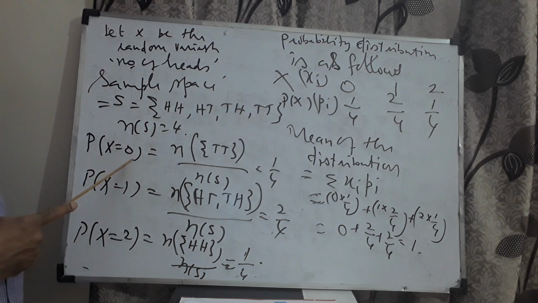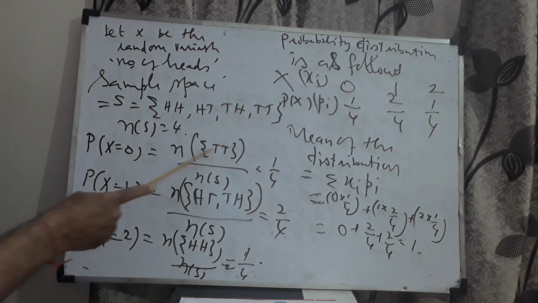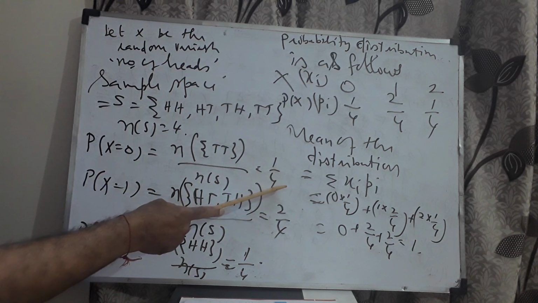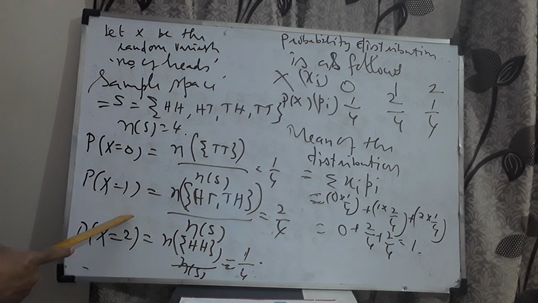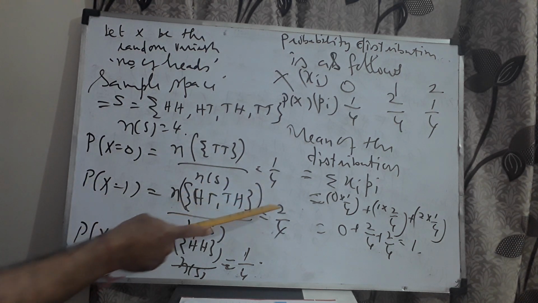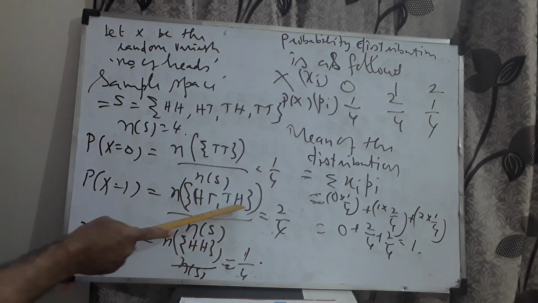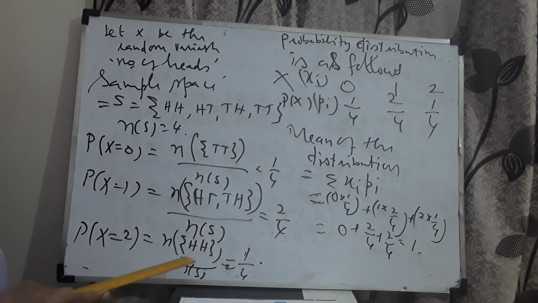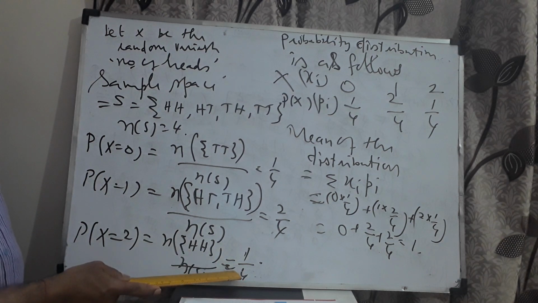P of x equal to 0 means both are tails: n of TT by n of S, which is 1 by 4. X equal to 1: one is a head, the other is a tail. Therefore n of HT, TH by n of S is 2 by 4. X equal to 2: both are heads, so it reduces to 1 by 4.